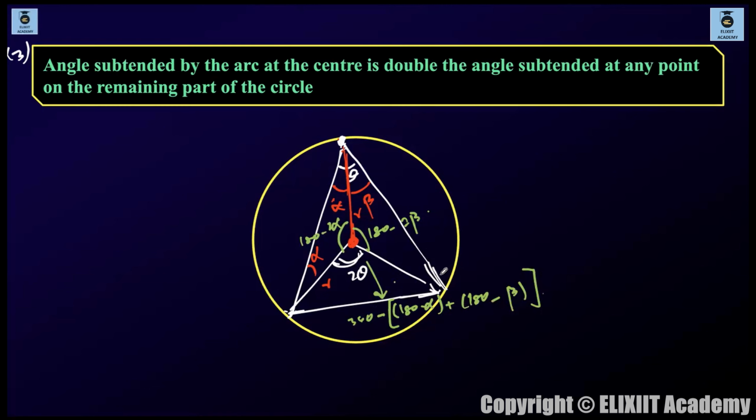Yes or no? So 180 plus 180 will give you 360, and 360 and 360 will cancel out. You're left with 2 times alpha plus 2 times beta, which is 2 times (alpha plus beta), which is nothing but 2 times theta. That's all, we are done, because alpha plus beta was theta only. Got the proof? Yes or no?